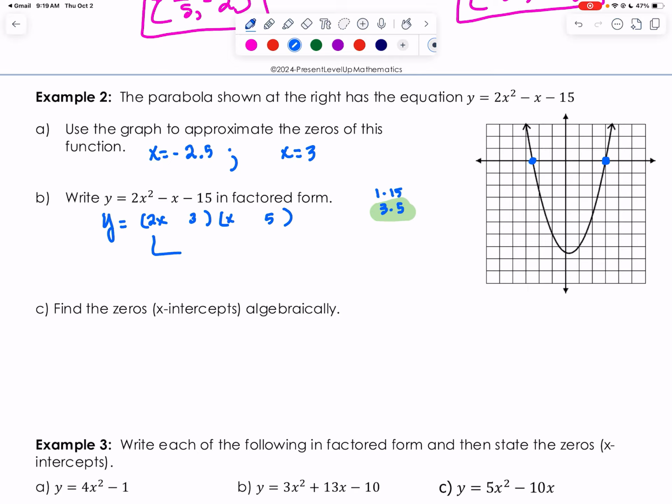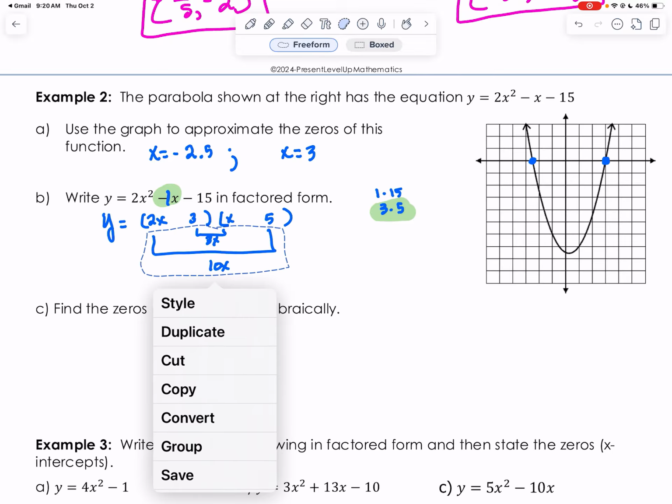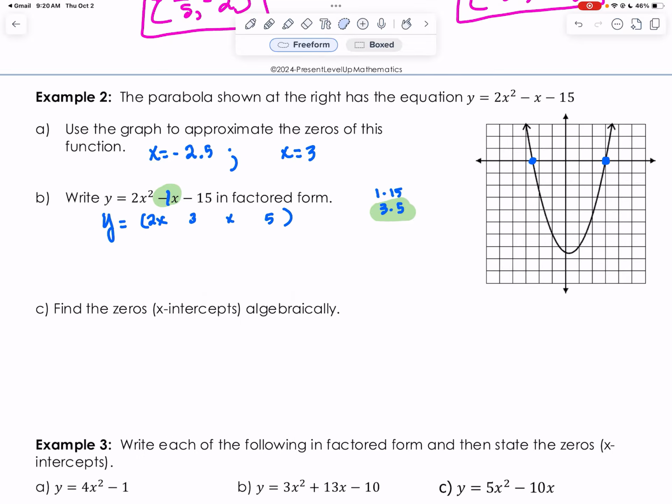Okay, so the outer would be 10x. The inner would be 3x. And I'm trying to obtain a -1x. Now, there's no way I'm going to get -1 from 3x and 10x. So let me erase that and we'll try again. But this time, I'm going to try 5 and then 3.